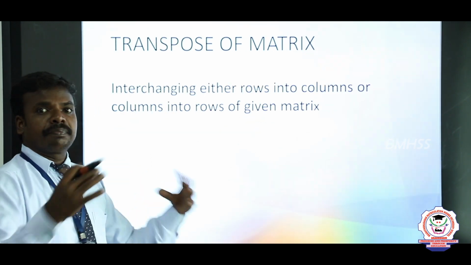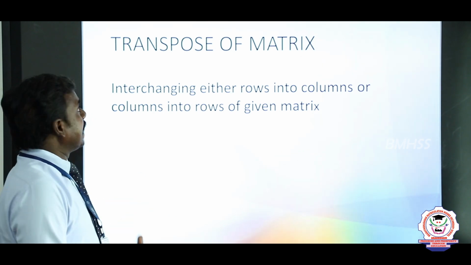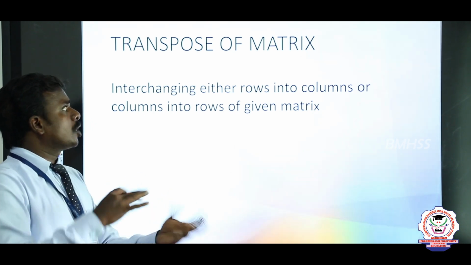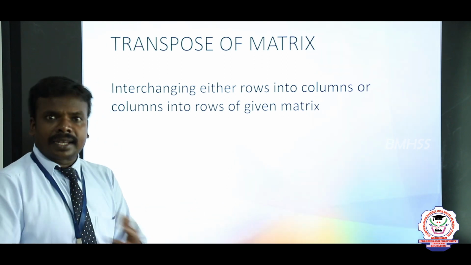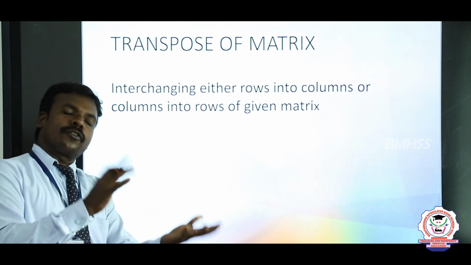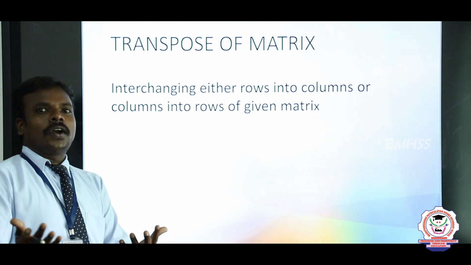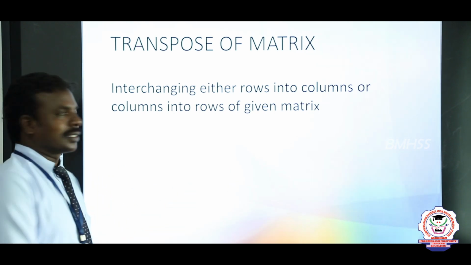Transpose of matrix. Very simple. Interchanging either rows into columns or columns into rows of a given matrix, which is called interchange of rows and columns, is called transpose of matrix.